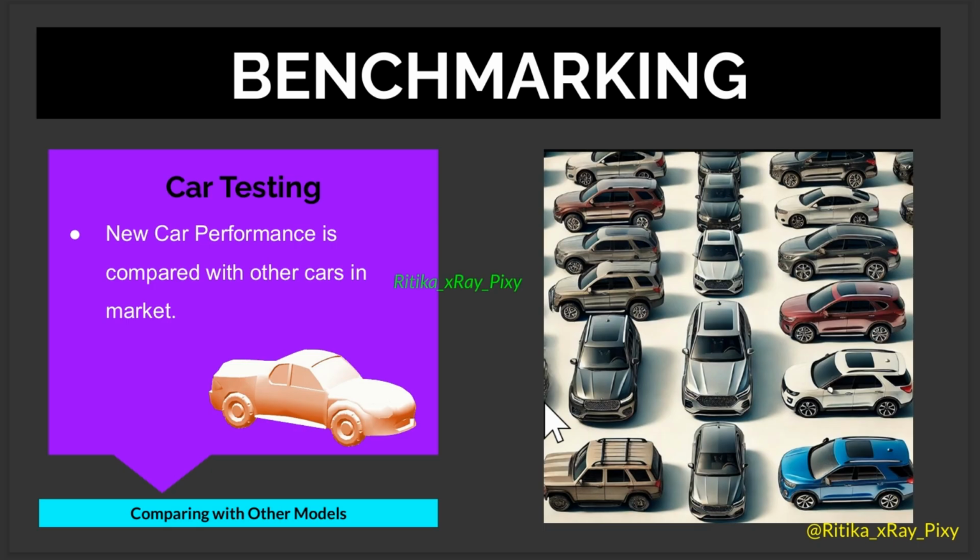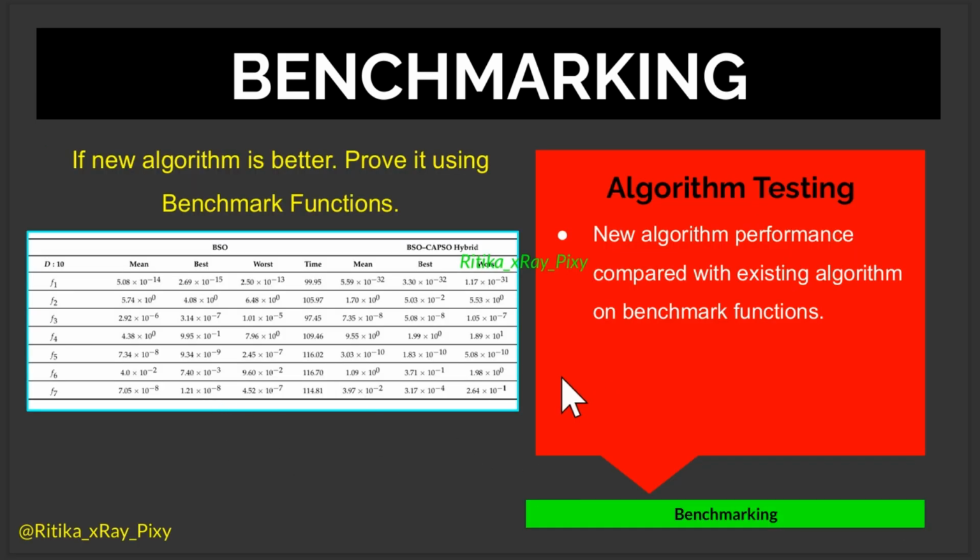Then we have comparison with other models. During car testing in real life, we often compare the car's performance against other cars in the market. Same during algorithm testing. Here we compare the new algorithm's performance against existing algorithms. This you can see for every new algorithm that is proposed. It is tested on benchmark test functions, and then its performance is also compared with well-known algorithms. Because if new researchers claim their new algorithm is better, then they must prove it. So to prove this, we compare algorithm performance with the existing algorithms.